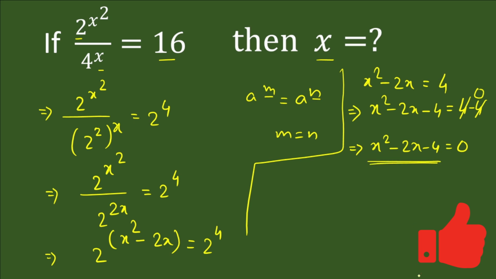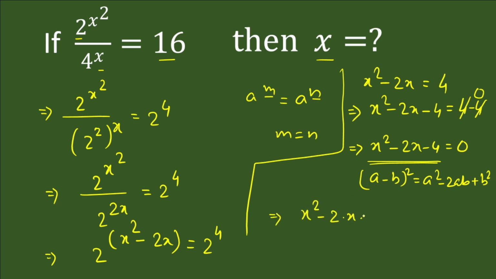Now either we can factorize it or we'll apply some formula. Here we'll make it in the form of a minus b whole square. The formula of it is a square minus 2 times ab plus b square. So a will be x and b will be 1. Now look at here, we will make this expression x square minus 2 times x multiplied by 1, right? So this expression will become minus 2x, and next we will write plus 1 square.